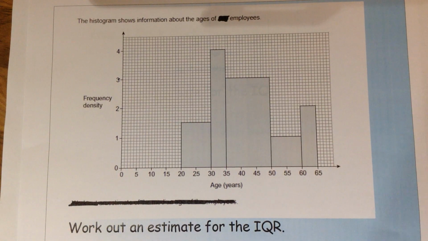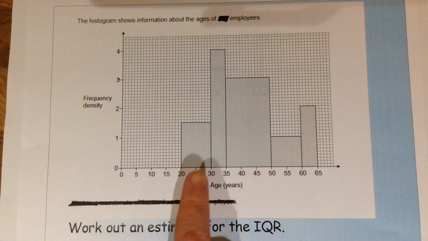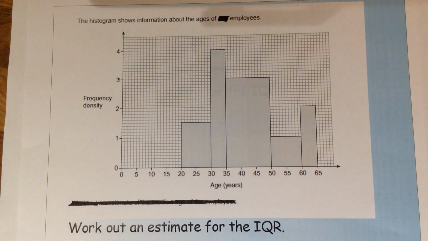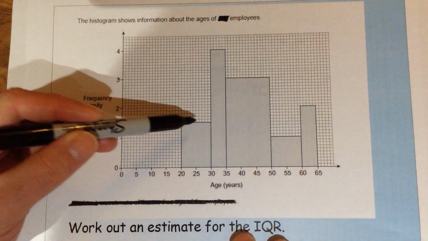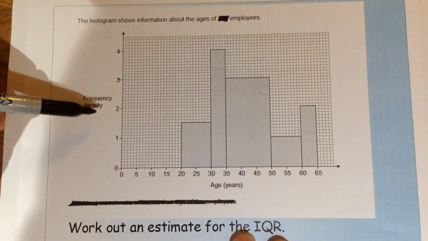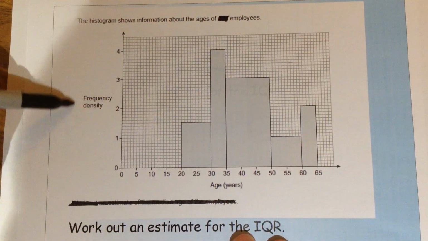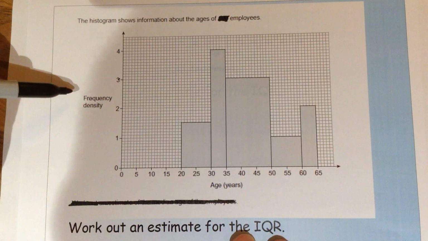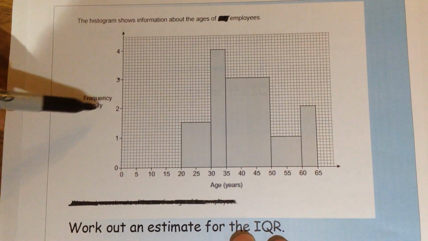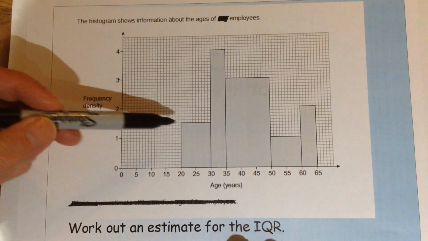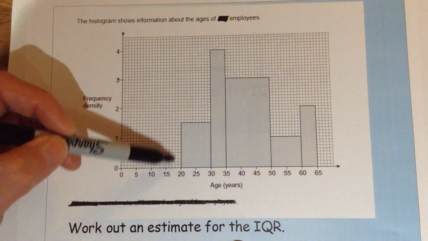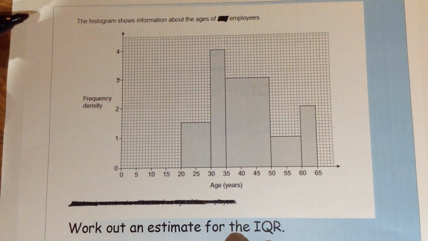Before I start thinking about interquartile range and anything else, the first thing I'm going to do is work out how many people each bar represents, and therefore in total what the histogram shows. Remember, the scale here is frequency density, so not how many people it represents. In order to work out the number of people this bar represents, I just work out its area.